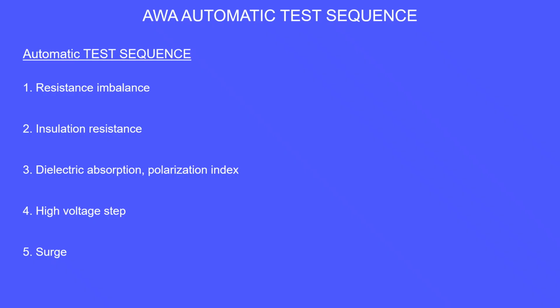1. Copper-to-copper resistance imbalance, 2. Insulation resistance, 3. Polarization index, 4. Dielectric absorption if a small motor, 4. High pot step voltage and 5. Surge.